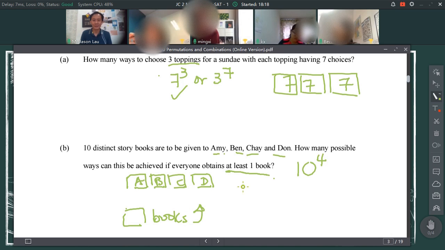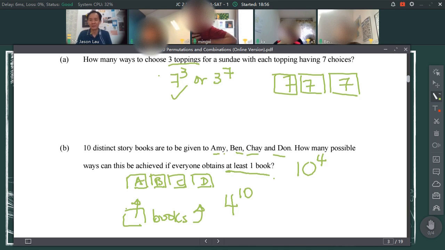If that's the case, then every book will have 4 choices, because there's no limit on who will receive how many books. So there'll be 4 choices for each of them, so it's 4 to the power 10. Because the first book has 4 choices, second book has 4 choices, third book has 4 choices, and so on, until the last book also has 4 choices, 4 people to give to one of them.